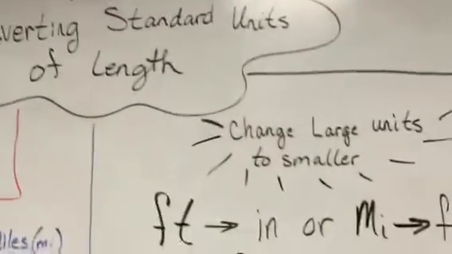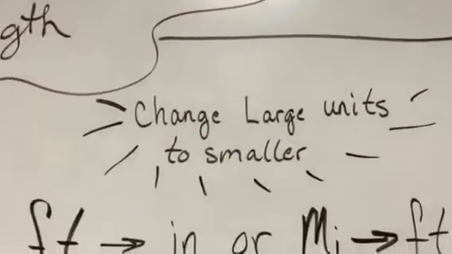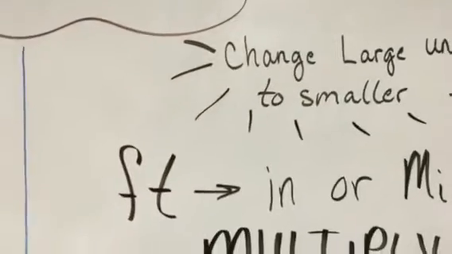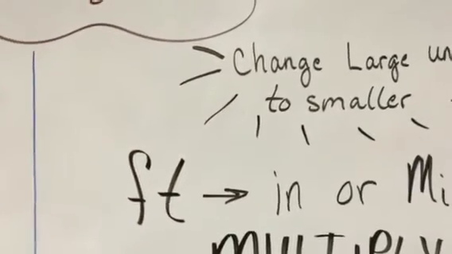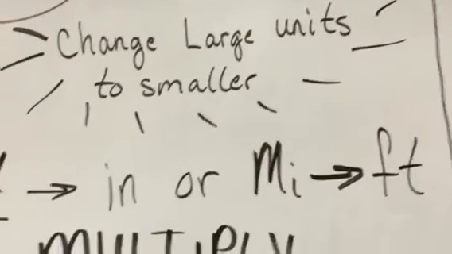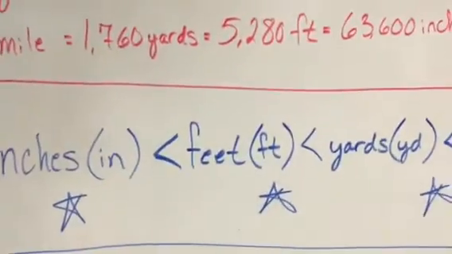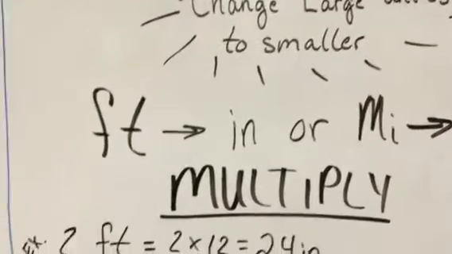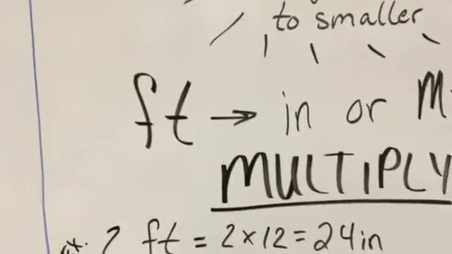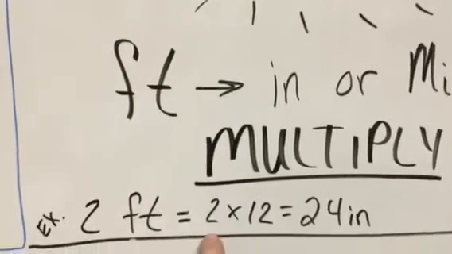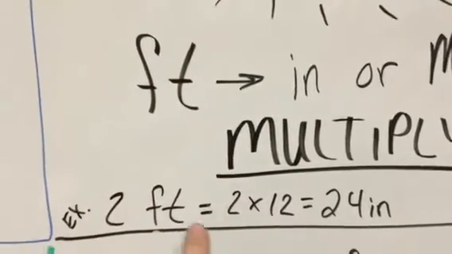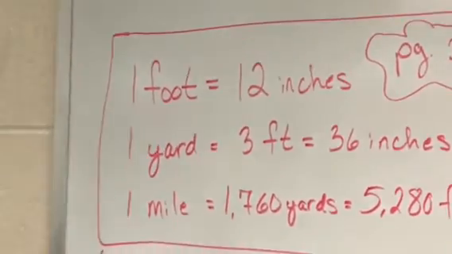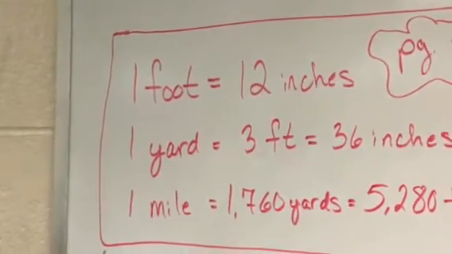There's 2 main things. First of all, changing large units into smaller units. So if we have feet and we're converting them into inches, or if we have miles and we're converting them to feet, we go back to this blue chart and we see, well, feet are bigger than inches, so we're changing large to smaller, so then we're going to multiply. An example of that was if we have 2 feet, we're going to multiply 2 feet by 12 to get 24 inches, because in 1 foot, we said that there are 12 inches, so in 2 feet, we would take that 12 inches and multiply it by 2.